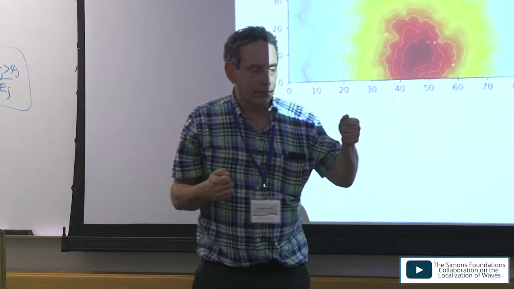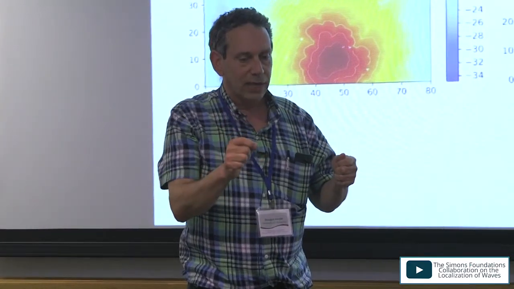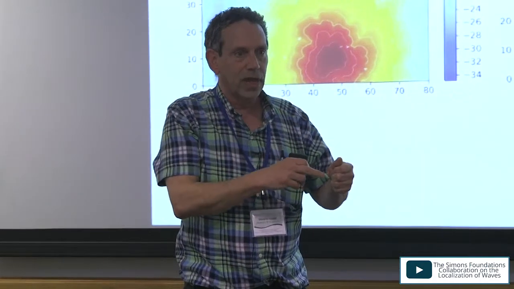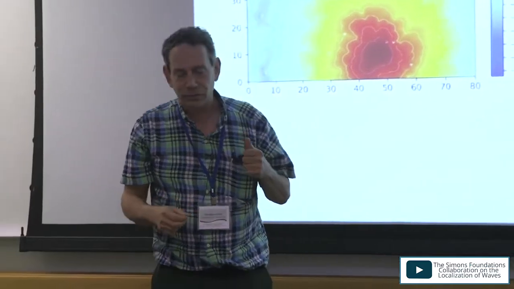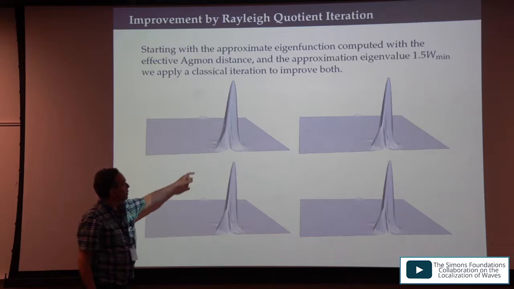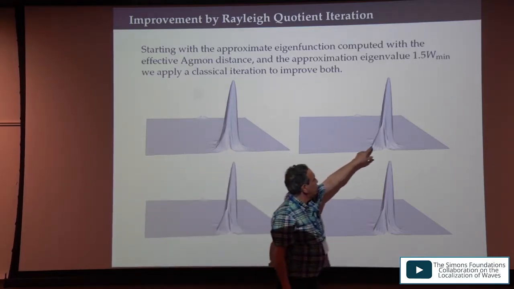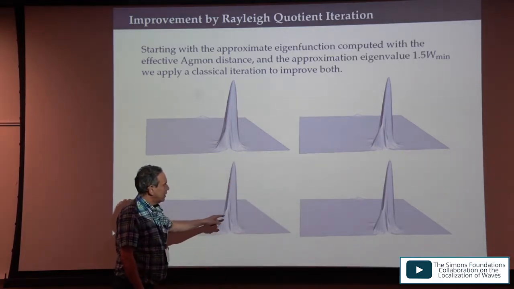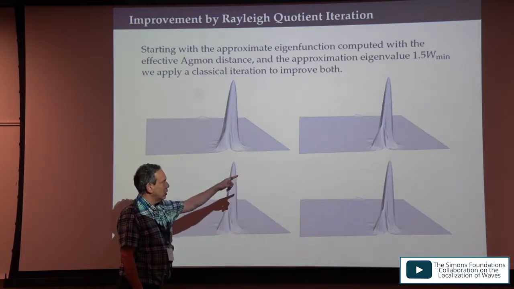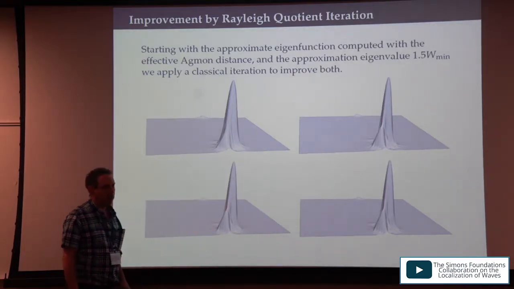If you have a good guess of an eigenfunction and a good guess of its eigenvalue, then you can use the eigenvalue guess to improve the eigenfunction, then use the new eigenfunction to improve the eigenvalue. That converges very quickly if you have a good guess. And here's the one. This is my good guess that I got from the Agmon distance. This is one Rayleigh quotient iteration, which costs like solving one more Poisson equation. This is the second, this is the third. These three all look exactly the same. In the eyeball, you can't tell the difference, and they all look like the true eigenfunction.